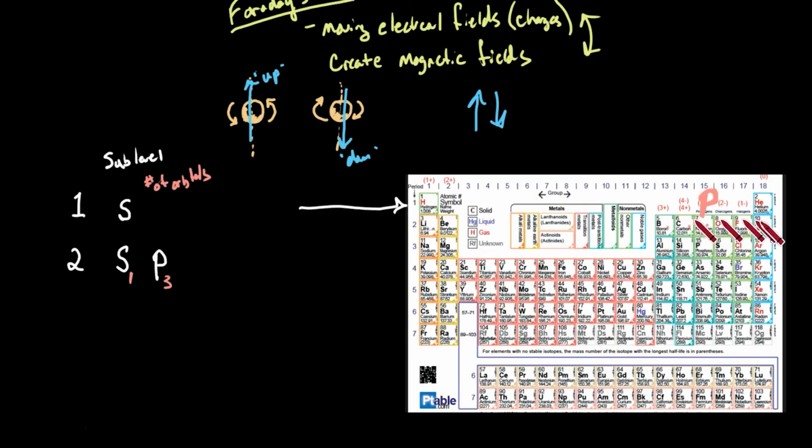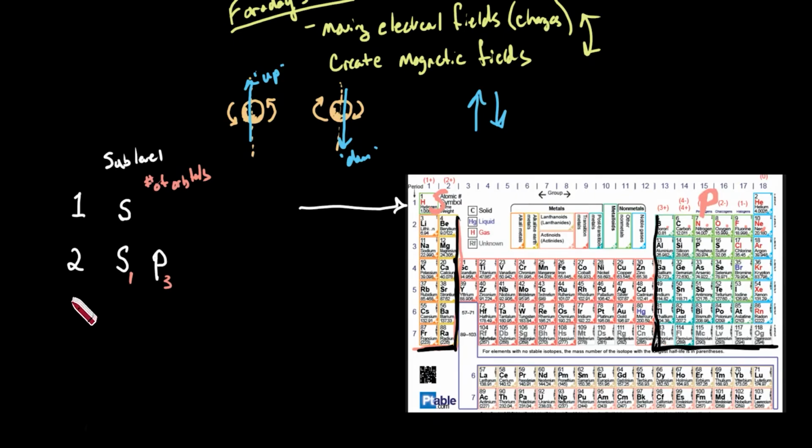These guys, this is called the P block over here. This over here is called S. All right, so this column, that's the S block. This is the P block.